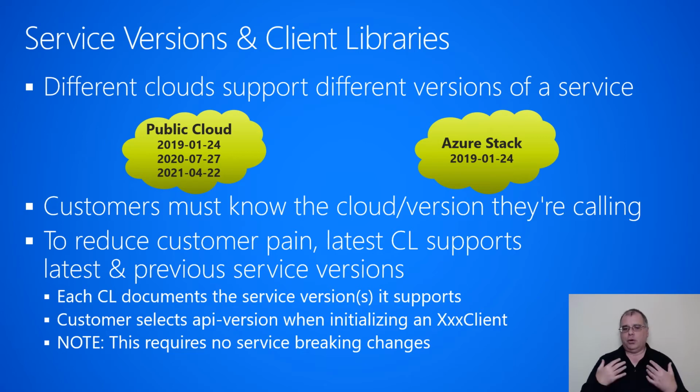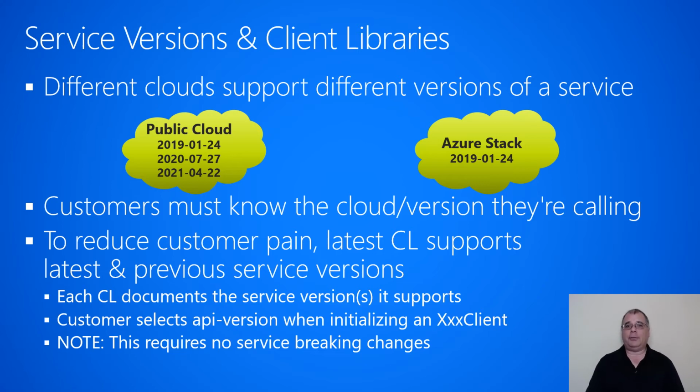So a customer who wants to leverage this service can go and grab a client library in the language of their choice, that means the SDK of their choice, that they wish to use to talk to the service. Now, if the customer knows they're talking to Azure Stack, then they have to get a version of the client library that supports the 2019 version. If the customer knows they're talking to a public data center, then they could get a version of the client library that talks to 2019, 2020, or the 2021 version. But the customer has to know what cloud they're talking to and what version of the service is there.